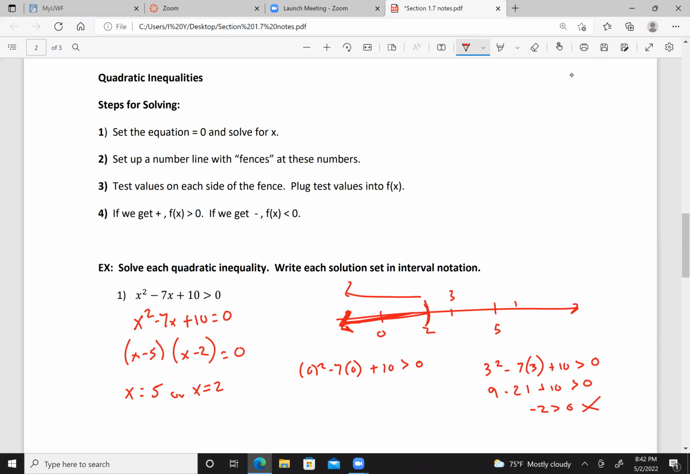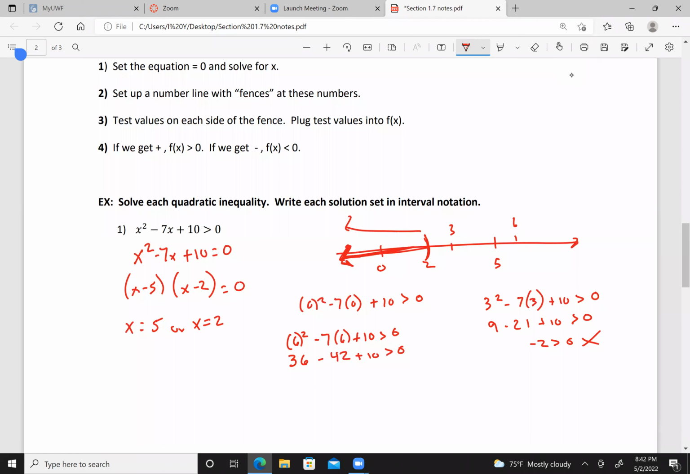So now let's look at 6. So I have 6 squared minus 7 times 6 plus 10. Is that greater than 0? Well, this is 36 minus 42 plus 10. -6 plus 10, 4 is greater than 0. So we know we're included in this part.